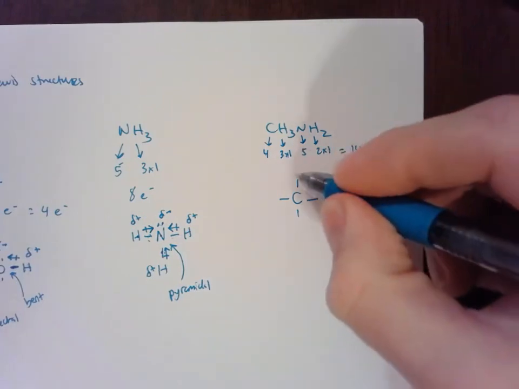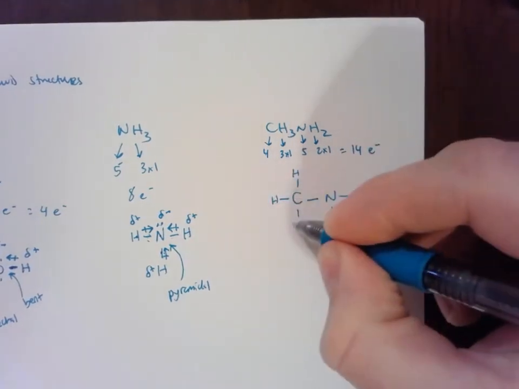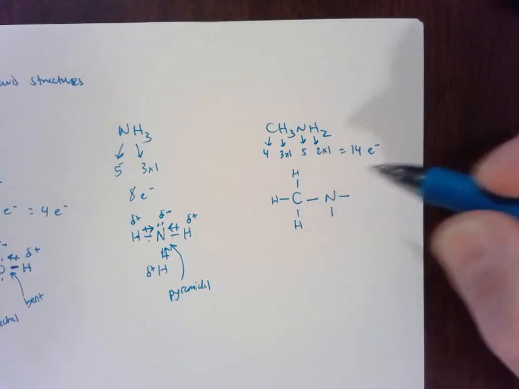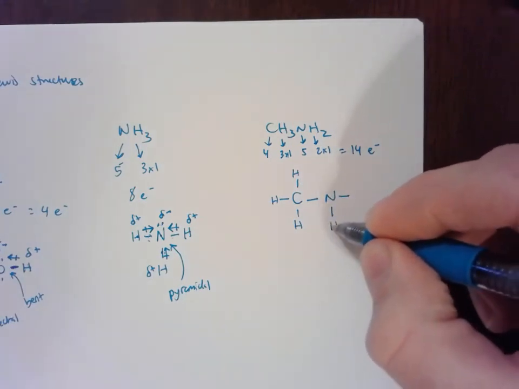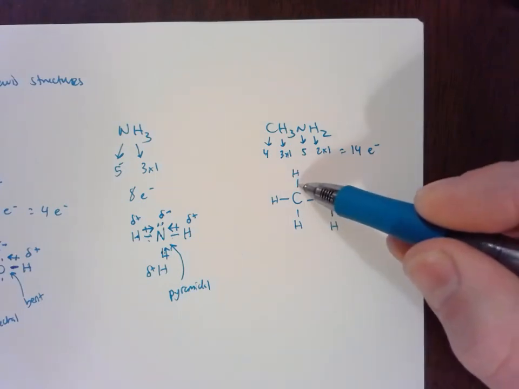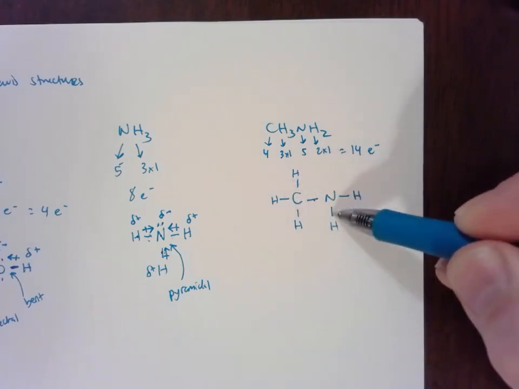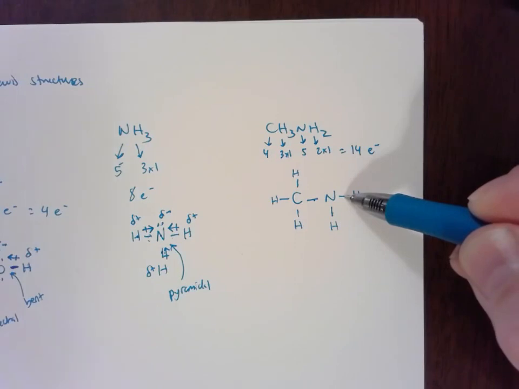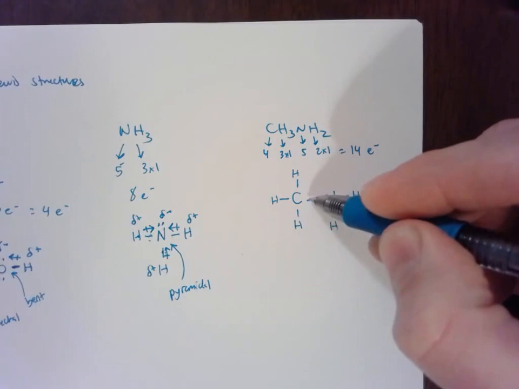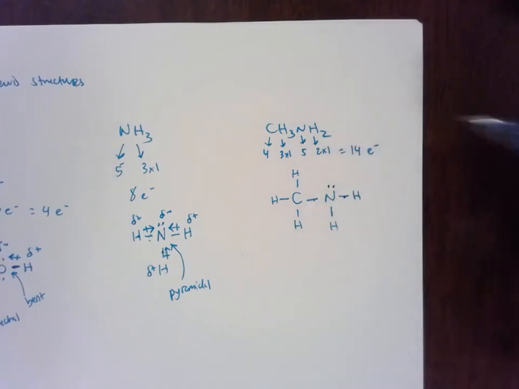Start by drawing my bonds to hydrogen, and then 1 bond to nitrogen, and then my 2 hydrogen bonds coming off of nitrogen. So I got 2, 4, 6, 8, 10, 12. I got 2 left. Since carbon already has an octet, I'm going to put those 2 on nitrogen.